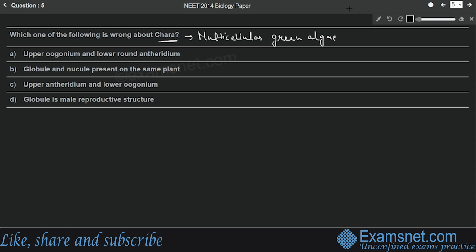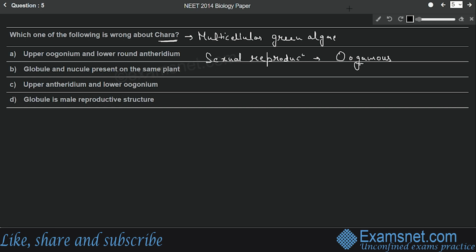Okay, so we know that in case of Chara, the sexual reproduction is of oogamous type. It means that one small motile gamete is involved and the other is a large and non-motile gamete.